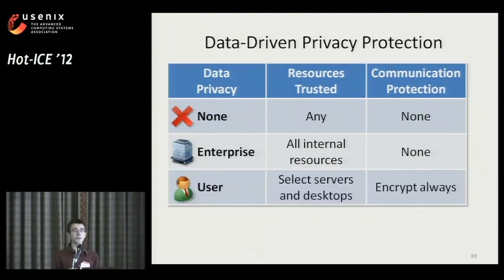The strictest level of privacy that we may have is user privacy. And in this case, we're dealing with an application where its data should only be accessed by a specific set of users. So payroll information is a good example here. We only want people in the payroll department to have access to it. And so we're going to limit which resources we use to a select set of servers and desktops within the enterprise. And we're always going to encrypt this communication across the enterprise network.